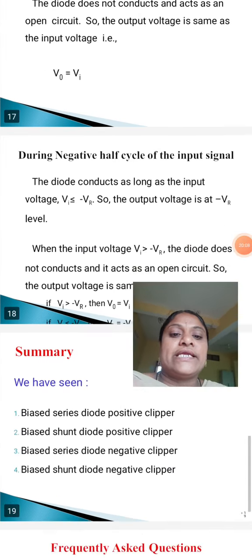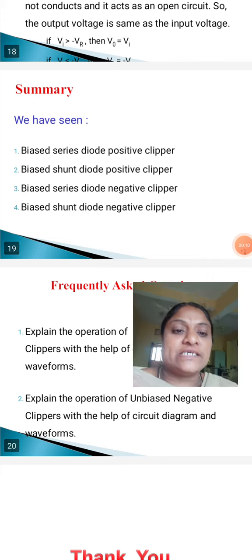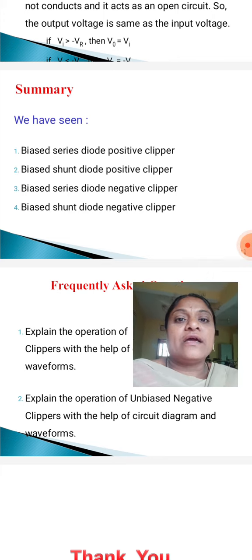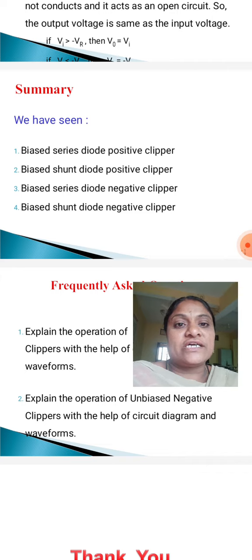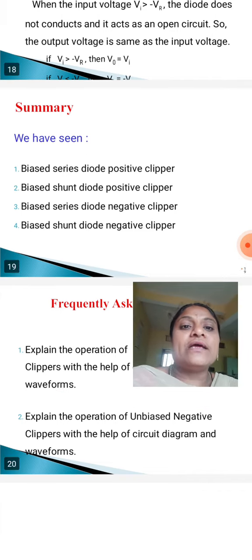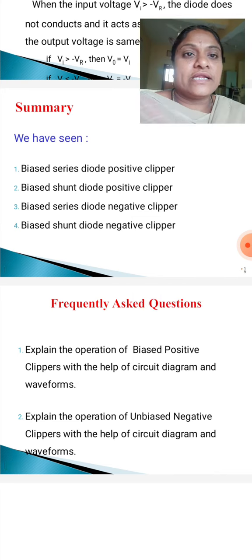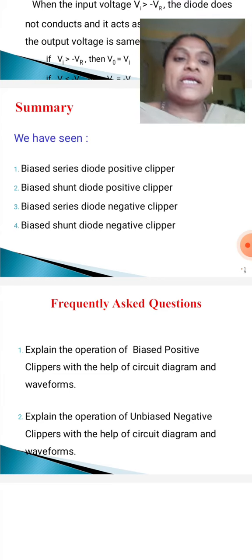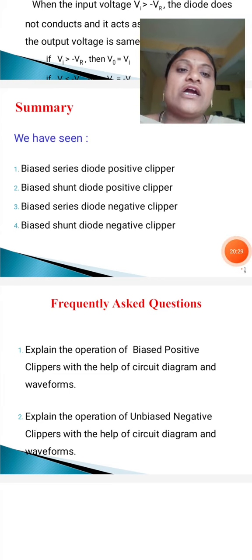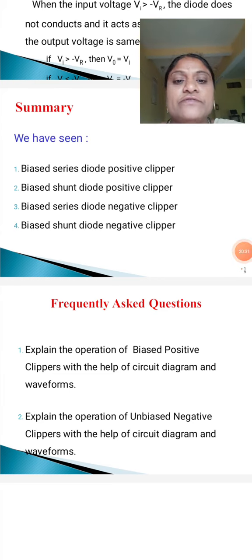Okay, and next, summary of this presentation. We have seen the biased series diode positive clipper, biased shunt diode positive clipper, biased series diode negative clipper, and biased shunt diode negative clipper. So these topics are completed. Okay, and next, frequently asked questions that may be asked.